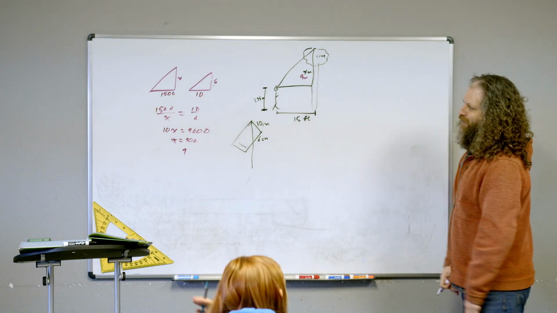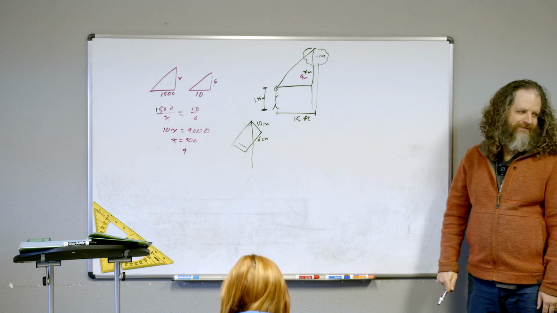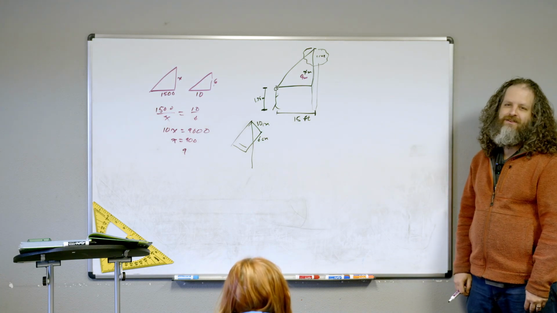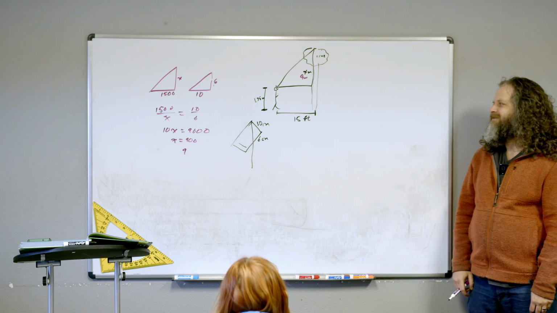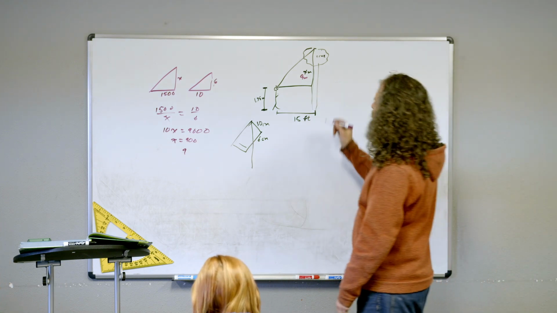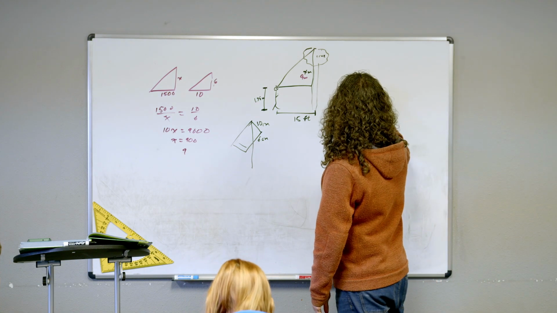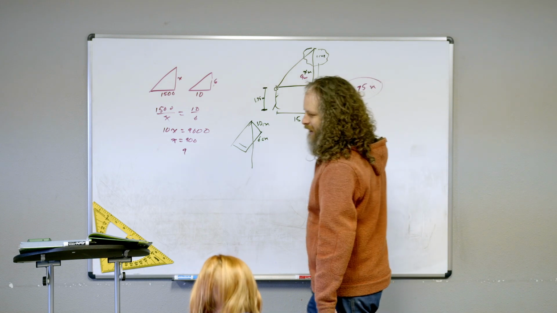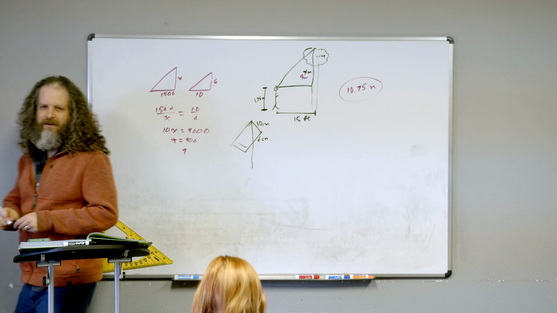Which is not the answer to the problem. What do we got to do now? Because X is not the height of the tree. Now we have to add that with 1.75. So that plus 1.75 is 10.75 meters, which would be 1,075 centimeters.